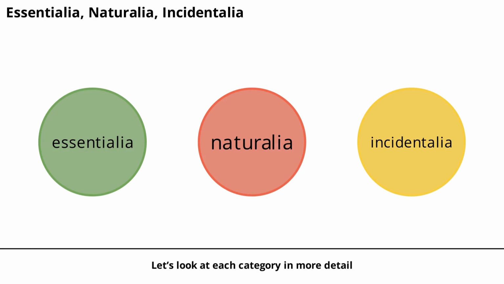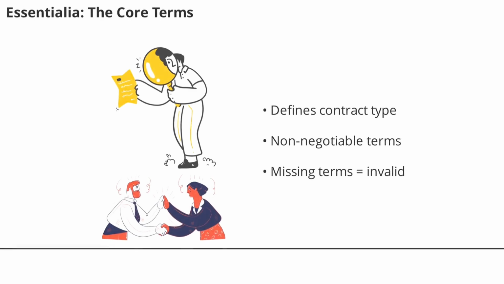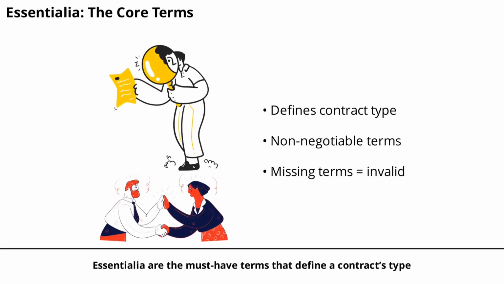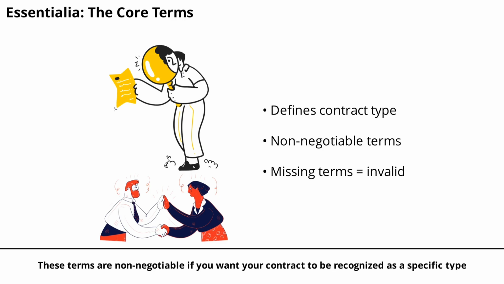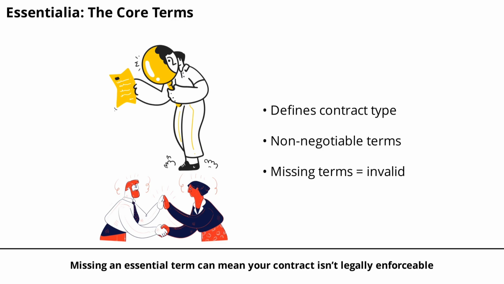Let's look at each category in more detail. Essentialia are the must-have terms that define a contract's type. For example, in a contract of sale, the essentialia are the item being sold and the price. Without these, there's no valid contract of sale. In a lease, the essentialia include the property, the rental amount, and the lease duration. These terms are non-negotiable if you want your contract to be recognized as a specific type. Missing an essential term can mean your contract isn't legally enforceable.